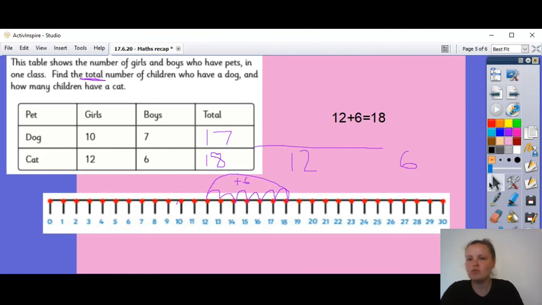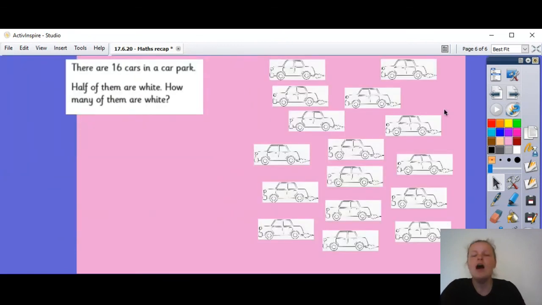Fantastic. Before we do our last question, I want you to just have a look at that table quickly now. Are the cats a more popular pet or are dogs more popular? Looking at the numbers, do more people have cats or do more people have dogs? Yes, cats are the most popular animal in this class. Okay, right, let's move on to our last question.